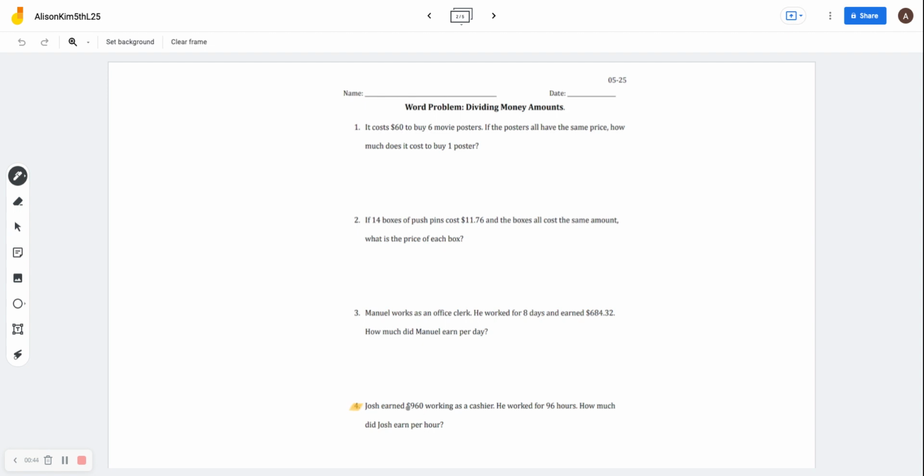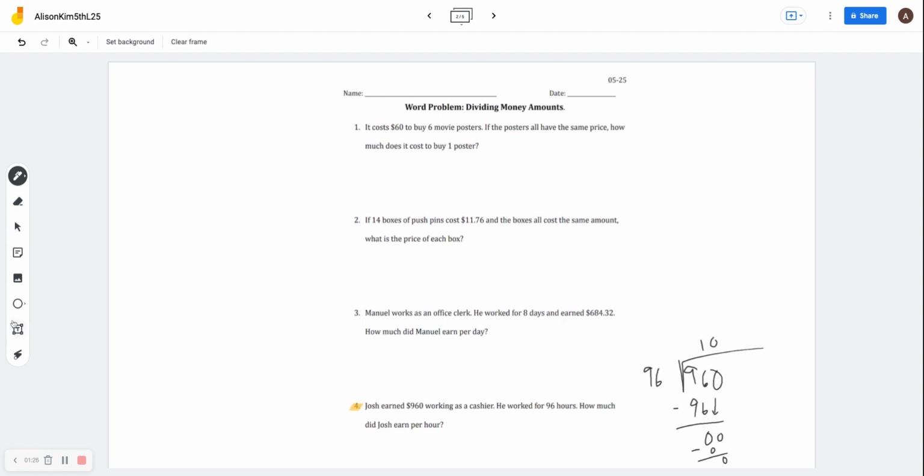So we're going to have to divide the total amount that he earned by the total amount that he worked. So it will be 960 divided by 96. So 96 goes into 96 once, right? And 96 minus 96 is just 0. And then we bring this 0 down here. And then 96 can go into 0 just 0 times. And then it should just be equal to 0 again. So you will have no remainders and your answer will be 10.